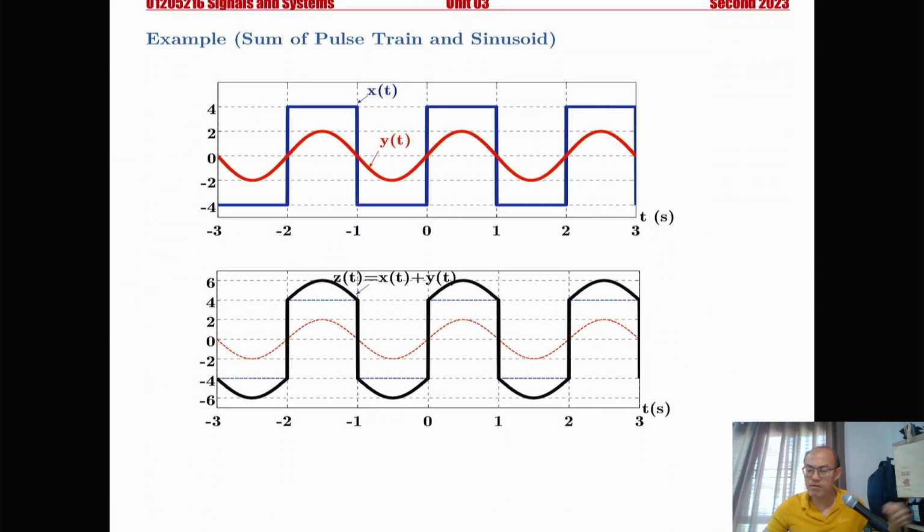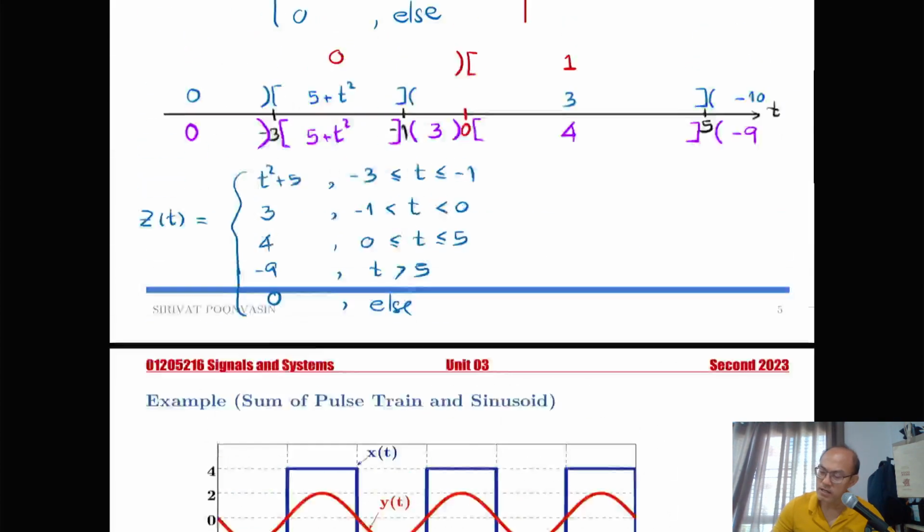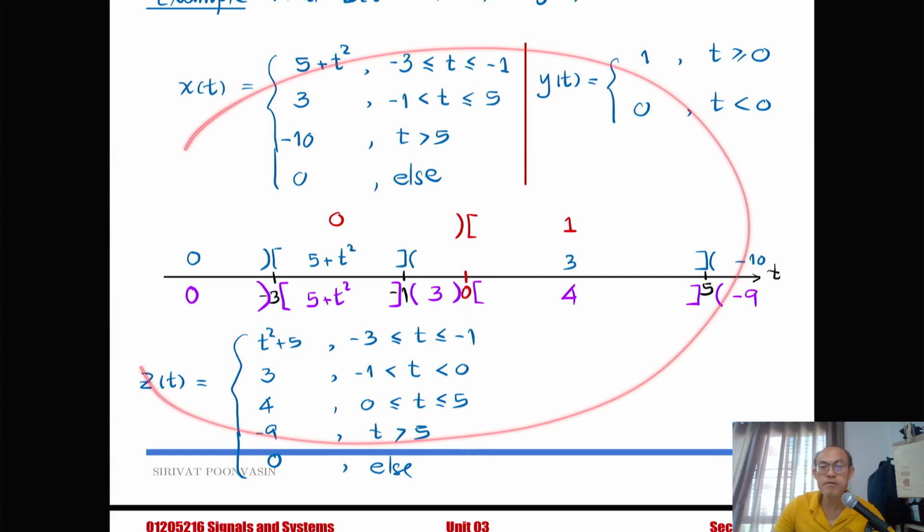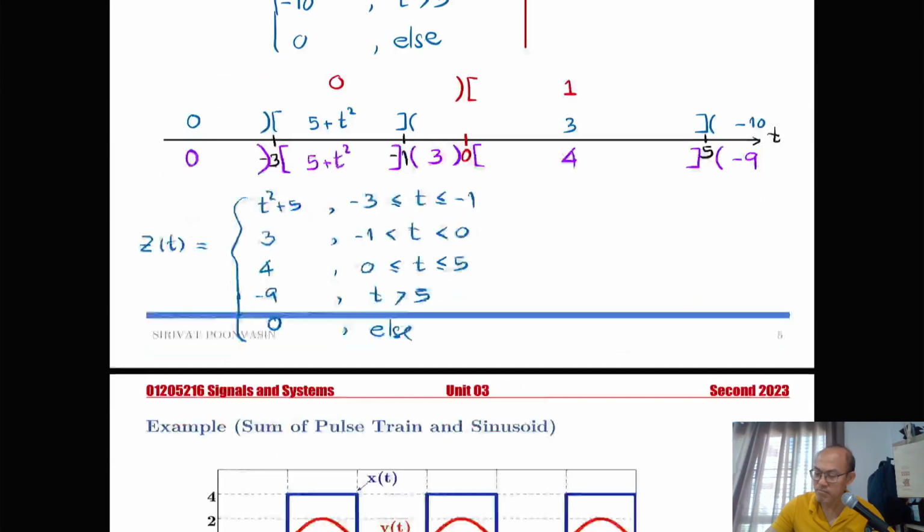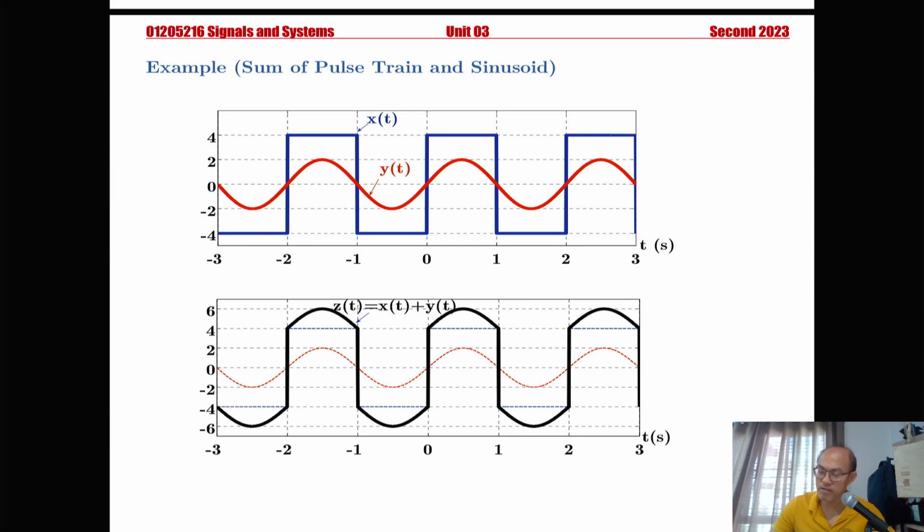Now another example, we are adding a sinusoidal signal with a square wave signal. In the previous example we did it algebraically, but in this example we do it geometrically. Signal x is a square wave denoted by the blue graph here, whereas signal y is a sinusoidal wave denoted by the red graph here. So we are adding them together.